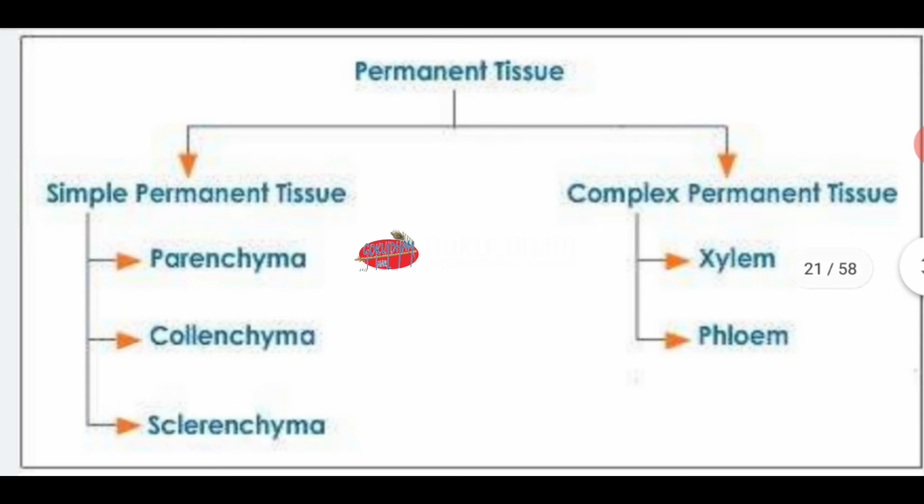Permanent tissue is divided into two groups. First one is the simple permanent tissue and second one is the complex permanent tissue. Simple permanent tissue has three examples: first one is parenchyma tissue, collenchyma tissue, and third one is the sclerenchyma tissue. In complex permanent tissue, there are two different types: first one is xylem and second one is phloem.